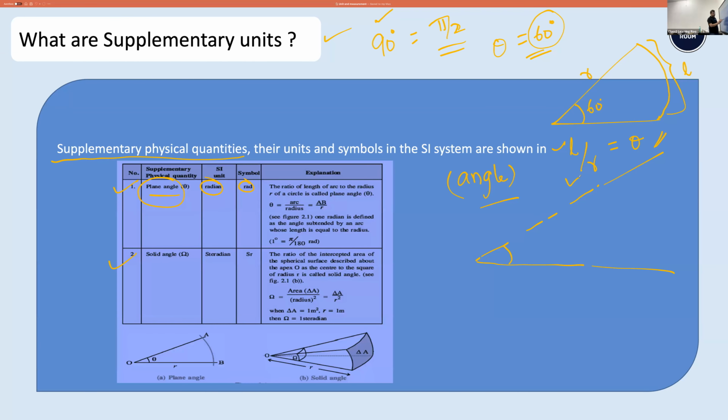And one more thing is, 1 degree is equal to pi by 180 radian. 1 degree is pi by 180 radian. You can have these two points in mind. Can you make a note of this? You can write the definition also.